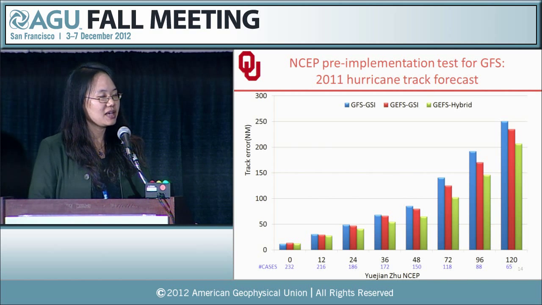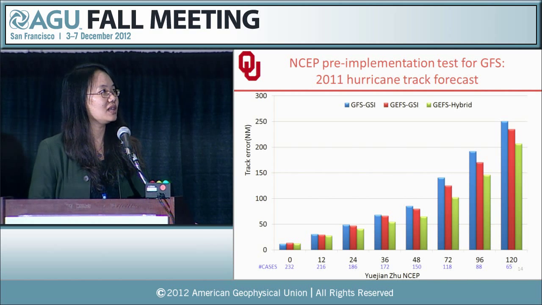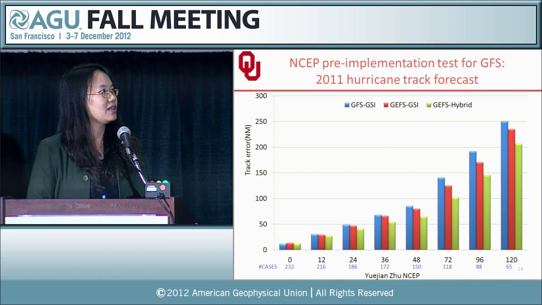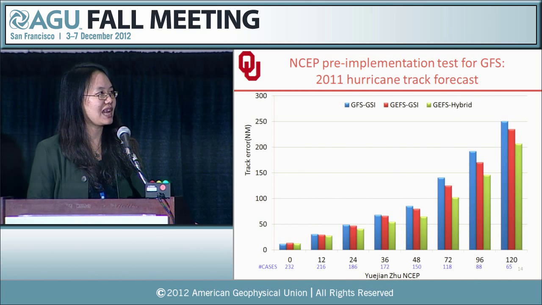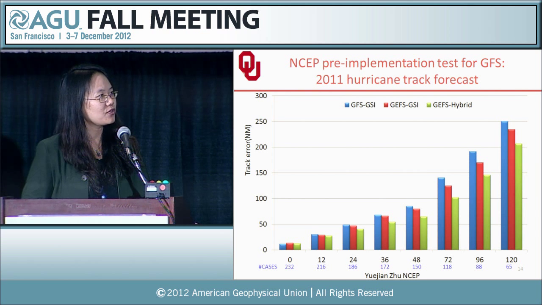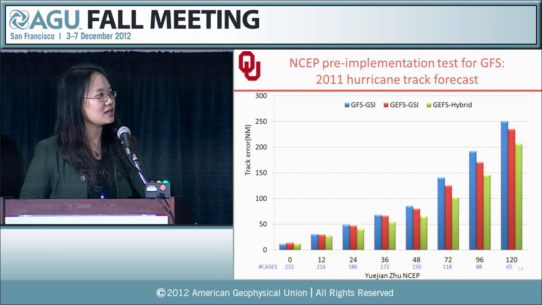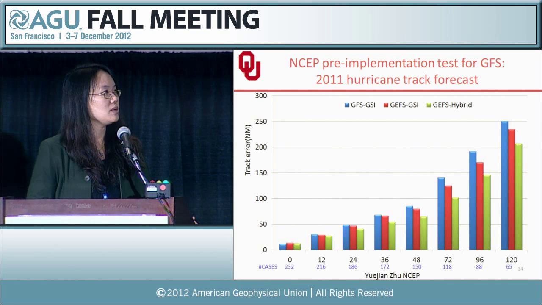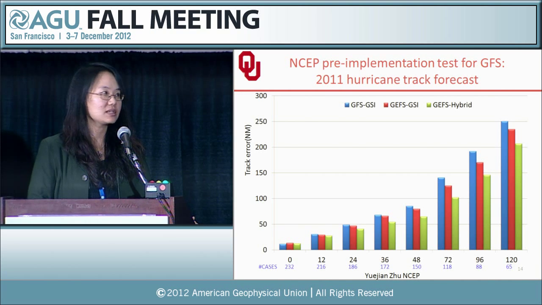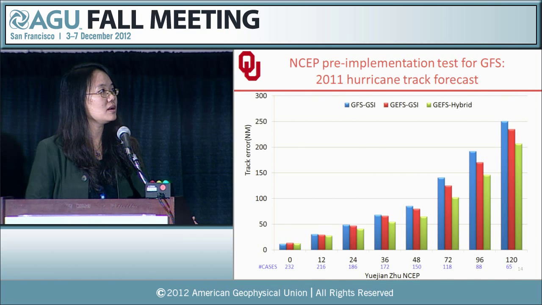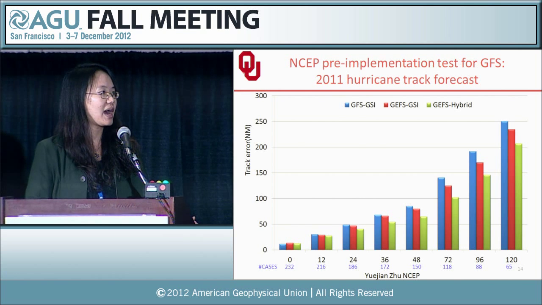The hybrid analysis also made a significant impact on the GFS ensemble forecast. What's shown here is the hurricane track forecast during the 2011 hurricane season. The only difference between the red bar and the green bar is that the red bar is using the GSI 3D-Var as the analysis, and the green bar is using the hybrid analysis. So you can see a significant reduction of the track forecast error by switching from the 3D-Var to the hybrid.